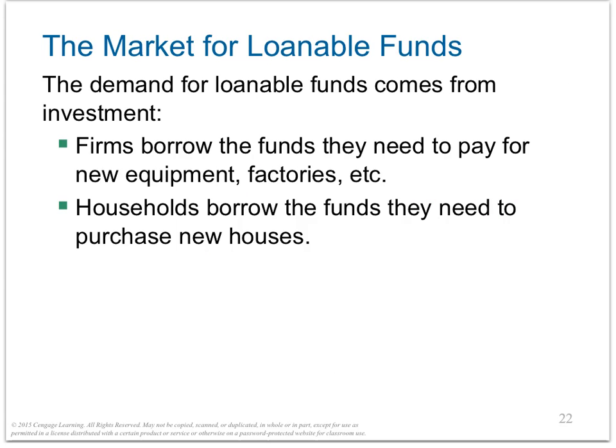And the next part of the market is the demand for loanable funds, and the demand for loanable funds comes from investment. Demand for loanable funds comes from households and firms who wish to borrow to make investment. This demand includes families taking out mortgages to buy new homes. It also includes firms borrowing to buy new equipment or build factories. In both cases, investment is the source of demand for loanable funds.